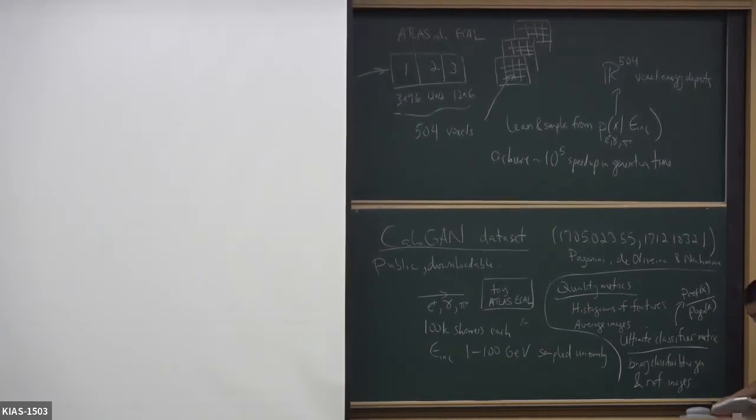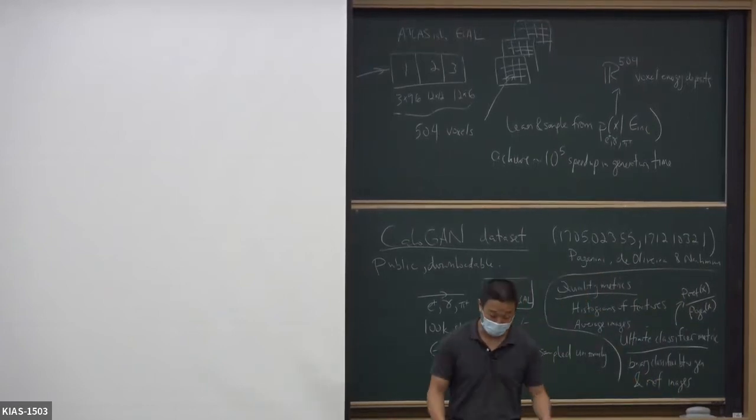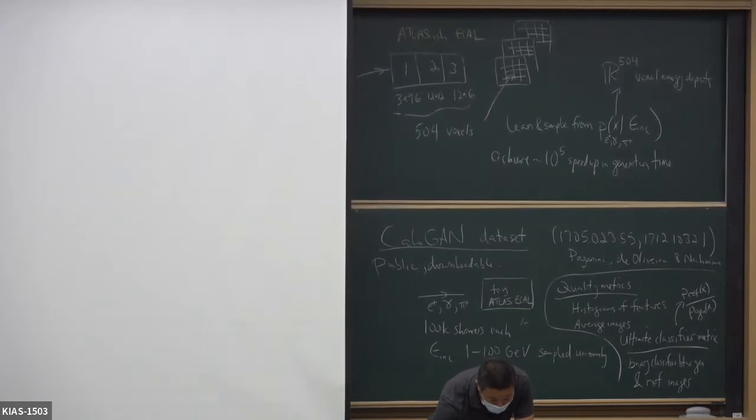So what we found is if you apply this ultimate classifier metric to the CalOGAN, they're 100% separable. And then when we trained our flows on this, we found it's less than 100% separable. Okay, so now let me show you some plots from this paper.